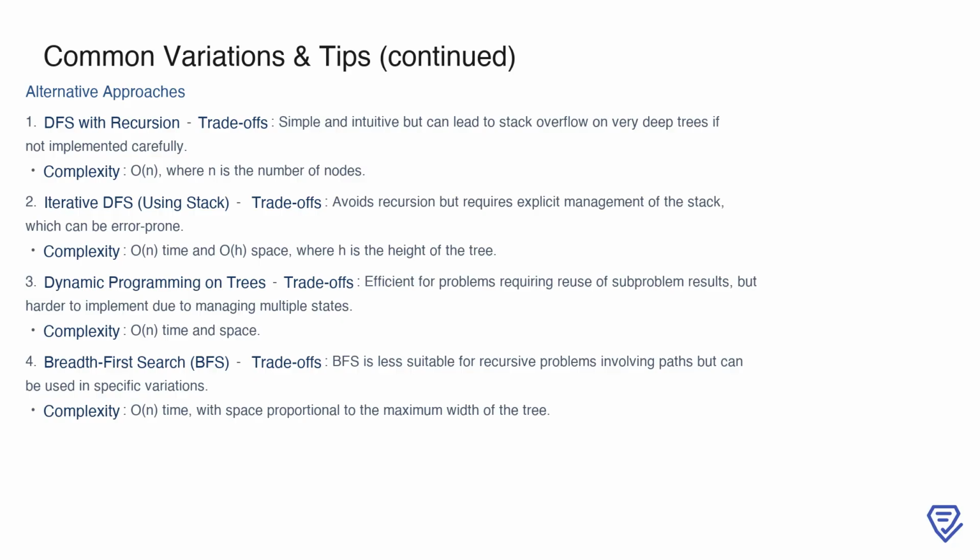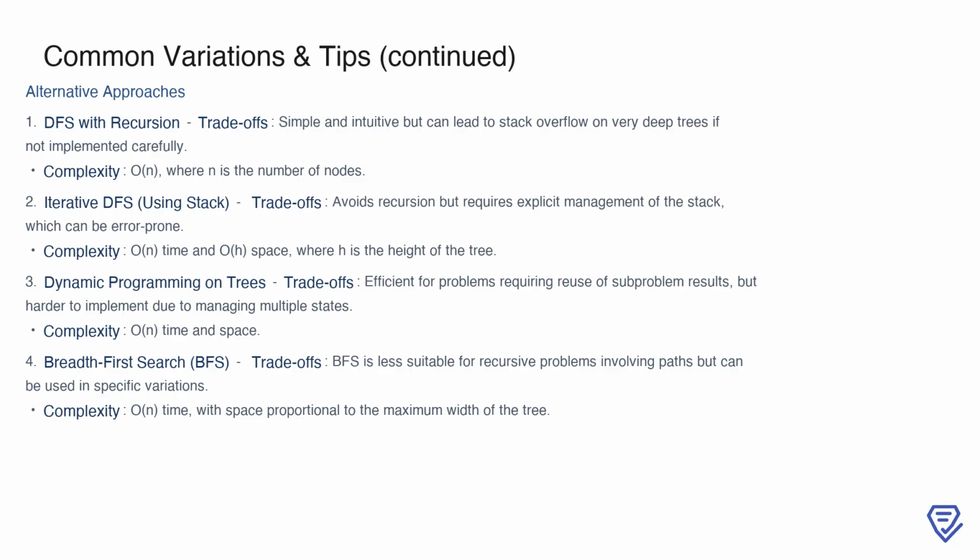Another option is iterative DFS using an explicit stack, which avoids recursion but requires meticulous stack management, making it more error-prone. Dynamic programming on trees is another powerful approach, especially for problems where reusing sub-problem results is advantageous. While efficient, it can be more challenging to implement due to the need to manage multiple states simultaneously. Lastly, breadth-first search can also be used, though it's generally less suitable for recursive path-based problems.